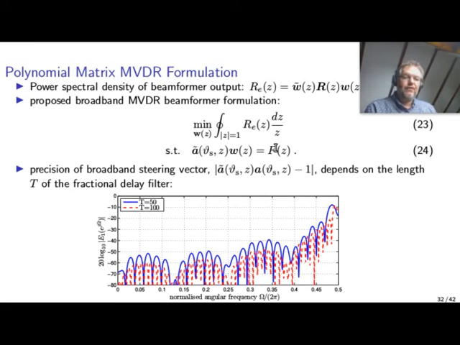Just to give you an idea of how accurate these broadband steering vectors are, because fractional delay filters are hard to implement, particularly towards half the sampling rate. So the accuracy of these is pretty good. So the metric that we apply over frequency is basically how well they satisfy an orthonormality. So for most frequencies, the orthonormality is decent enough, and the performance only breaks down towards half the sampling rate.